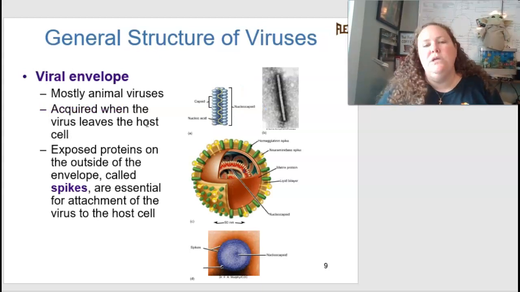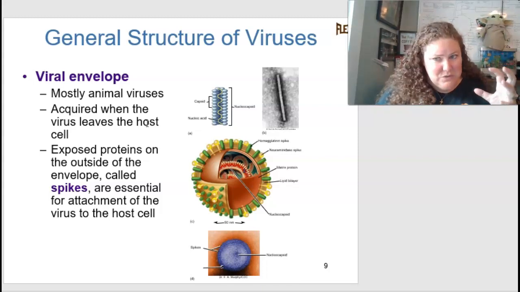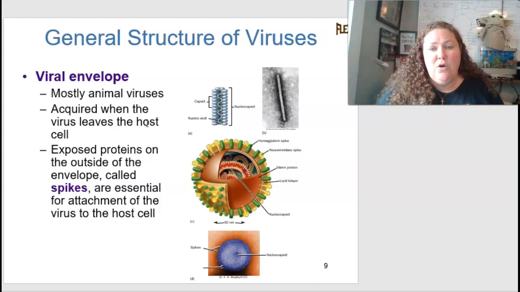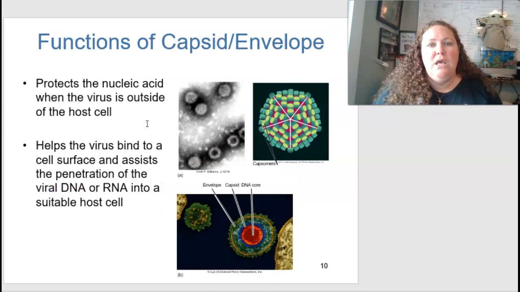So looking specifically at the viral envelope, these are mostly found in animal viruses, and they're acquired when the virus leaves the host cell. And there are exposed proteins on the outside of the envelope, and these are called spikes. And these spikes are essential for attachment of the virus to the host cell, because remember, they have to go in there, attach really, really hard so that they can take over that host cell. So those spikes are kind of going to be like claws going in.